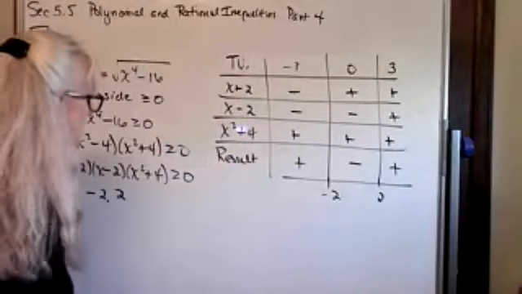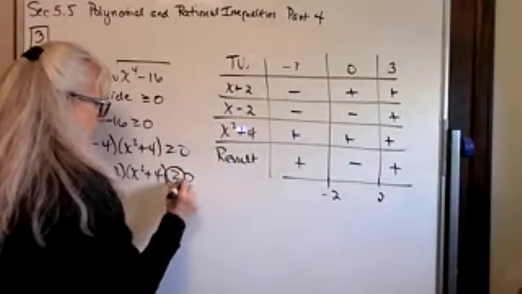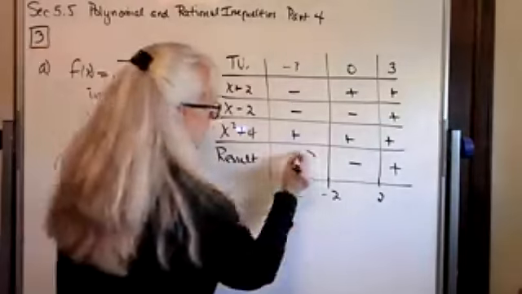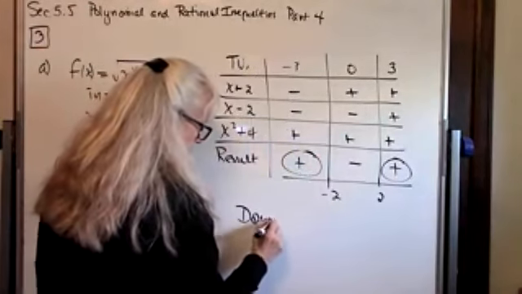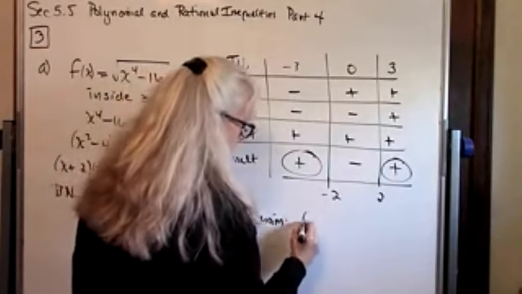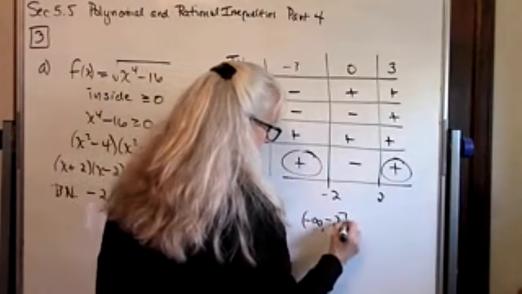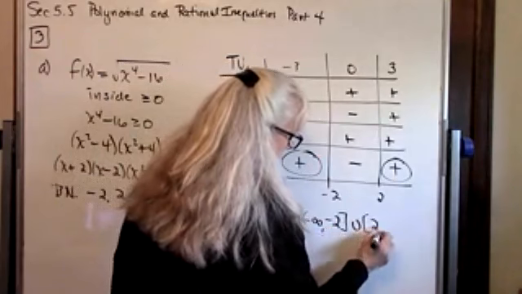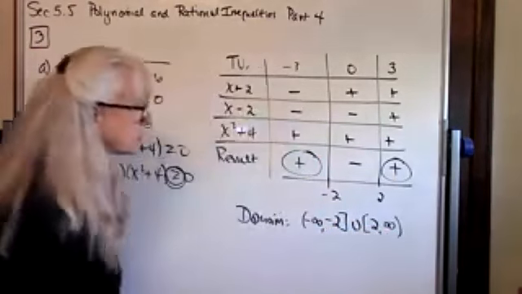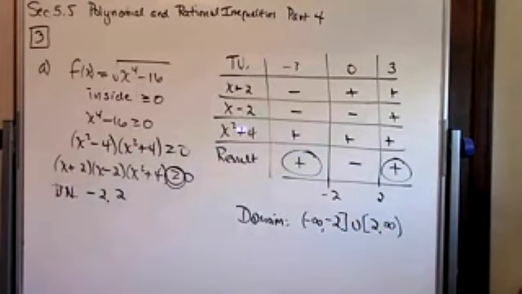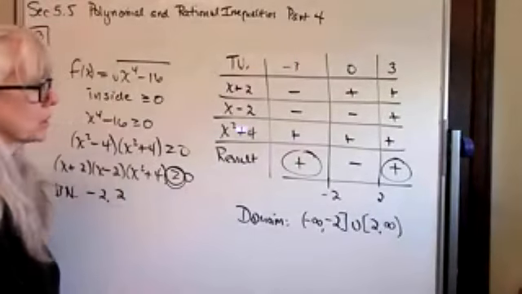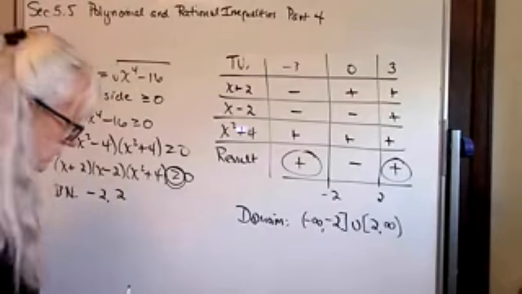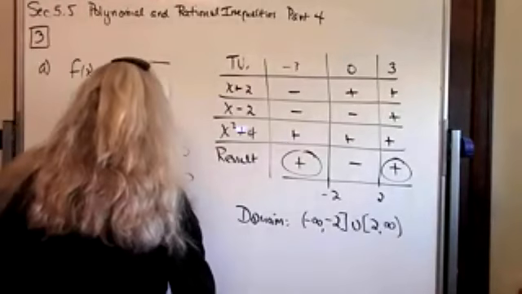Okay, according to the inequality, because we're looking for the domain, we need that inside to be positive. So we're going to pick our positive regions. So our domain is going to go from negative infinity to -2 and from 2 to infinity. And there's our domain. So it's very straightforward when you get to this part of it, because you've already done so many sign charts to get used to it. So one more and we'll call it good for this section.